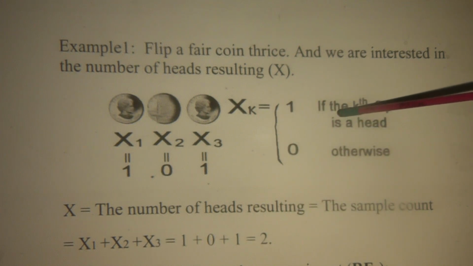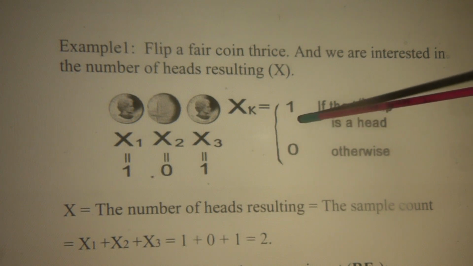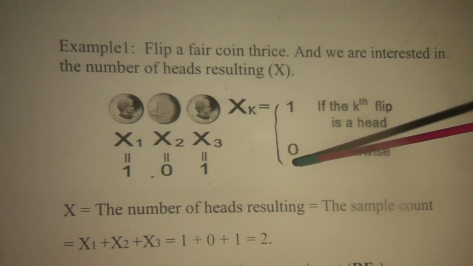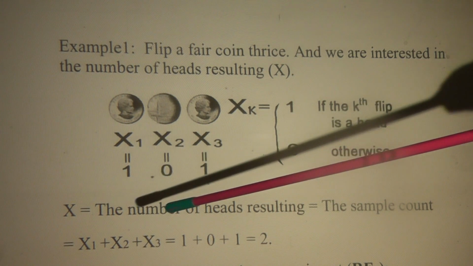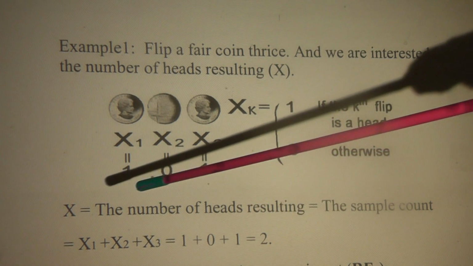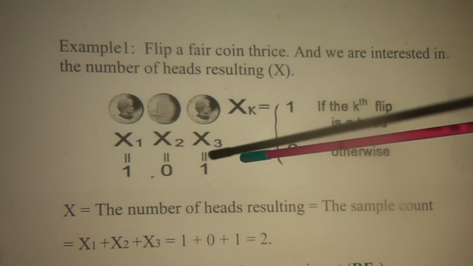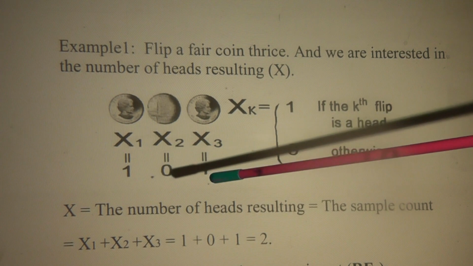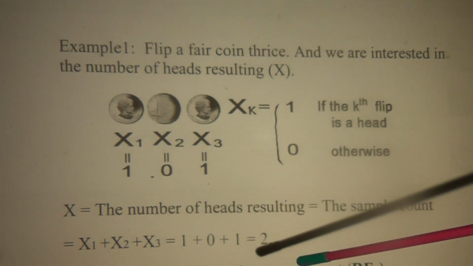Now, if the kth flip is a head, I see a head, I count 1. 1 means 1 head. If I see a tail, I count 0. 0 means no heads. So x is the number of heads resulting, and this is also sometimes called the sample count. It is equal to x1 plus x2 plus x3. x1, we see a head, it's 1. x2, we see a tail, it's 0. x3, we see a head again, it's 1. When I add x1, x2, x3 up, they add up to 2. So I see 2 heads.